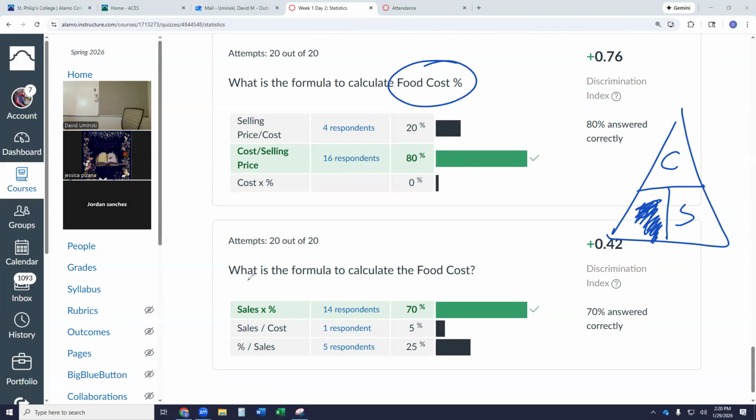And then same thing with the bottom one. We draw that triangle again: cost, percent, sales. And if I'm looking for my food cost, I cover that up or scratch it out. And I've got the percent times the sales. Okay, or in this case, sales times percent. Questions, comments, concerns?